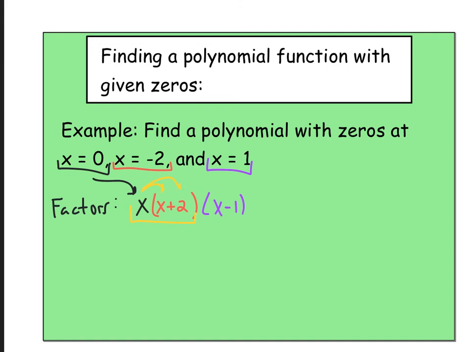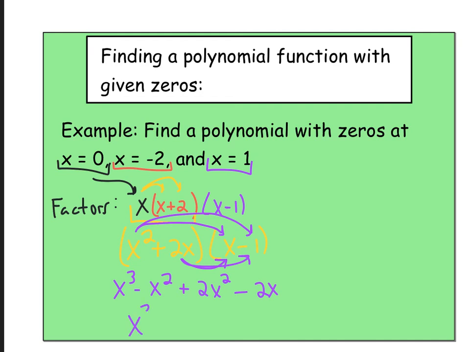I'm just going to distribute the x to become x squared plus 2x. And now that still needs to get multiplied by the x minus 1. So if we do that, we distribute, FOIL method kind of thing here. x cubed, x squared times minus 1 is minus x squared, plus 2x times x is plus 2x squared, and then plus 2x times minus 1 is minus 2x. And of course we can combine the middle terms to end up with a function of something like that, okay?